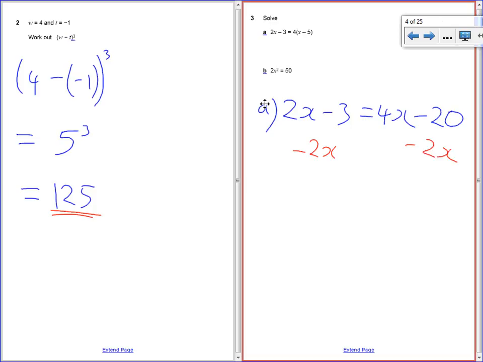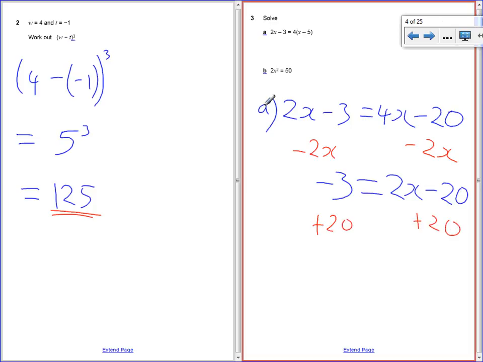So that means 2x subtract 2x is 0. This means we've got negative 3 on the left. On the right, 4x minus 2x is 2x. And then we've still got the minus 20. So now, to make sure the x's are on one side and all the constants are on the other side, I'm going to add 20 to both sides.